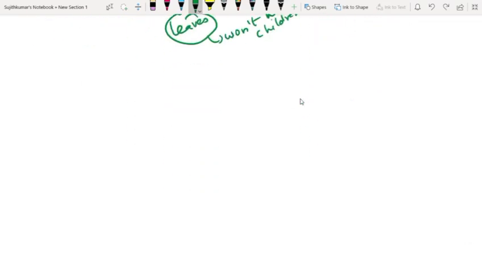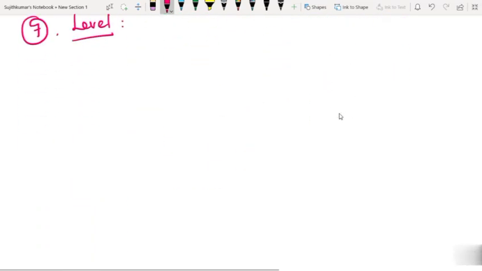And the next terminology is level, and this is something very important, guys. Level, right? The seventh terminology. Let me take an example.